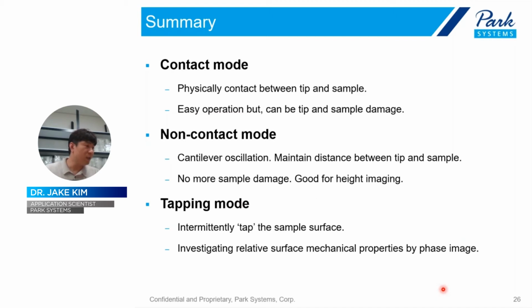Tapping mode intermittently taps the sample surface. So if you want to see a phase image, like two or three different materials on one sample, you can use tapping mode and you can see different phase signals. So you can choose an imaging mode depending on your sample or your imaging purpose.